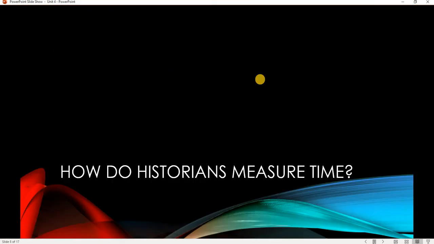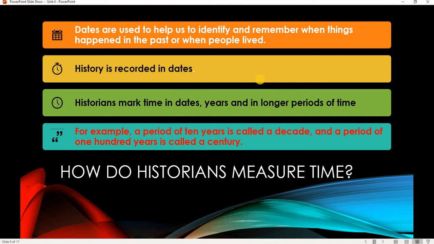How do historians measure time? Well, dates are used to help us identify and remember when things happened in the past or when people lived. For example, your birthdays. My birthday, for example: I was born on 9 June 1984. So 9 June 1984 is a date that I can remember, to identify and remember when I was born. Therefore, history is recorded in dates.